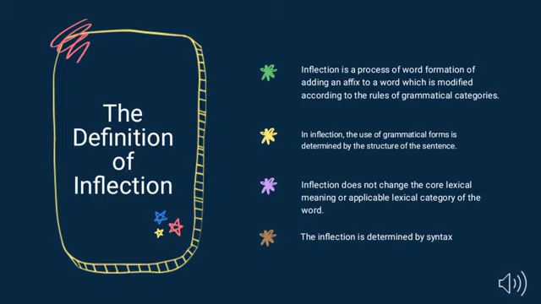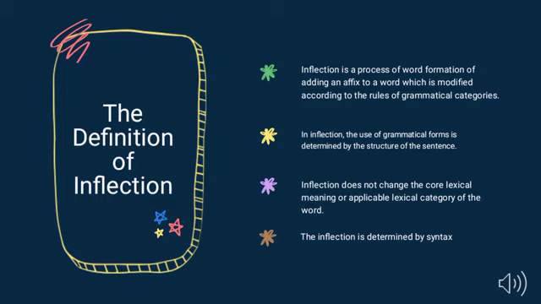The second one is in inflection, the use of grammatical forms is determined by the structure of the sentence. The inflection makes a different form of the same word. The third is inflection doesn't change the core lexical meaning or applicable lexical category of the word. We could say that the inflection doesn't change the word class or part of speech and meaning of the word.